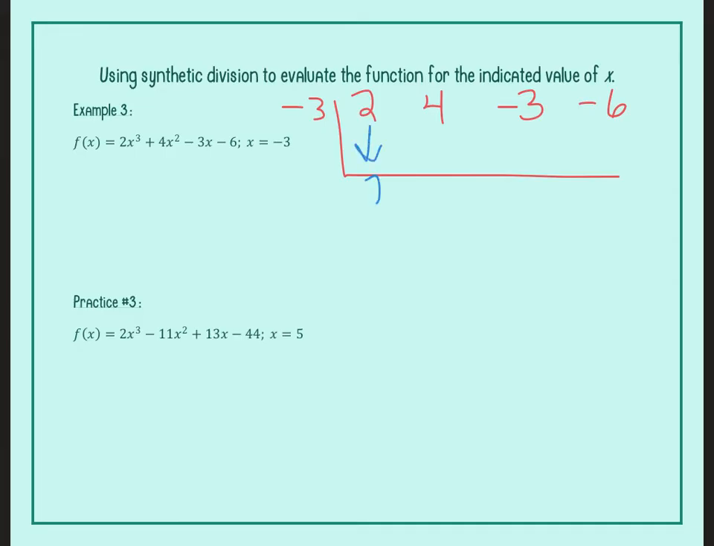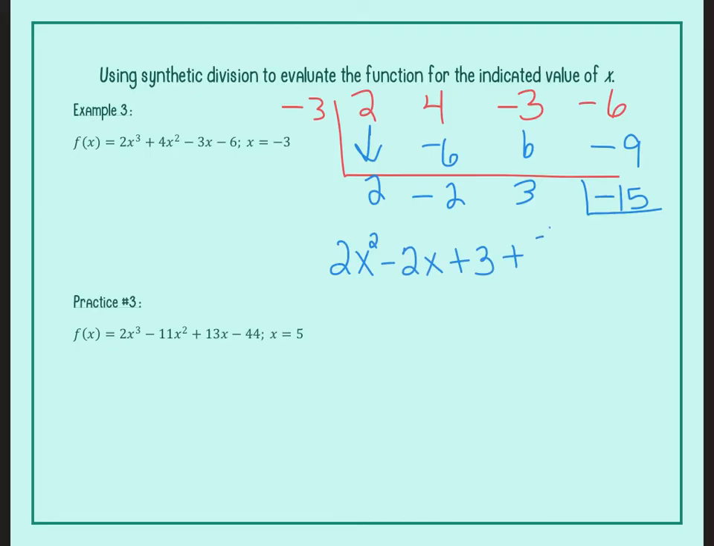So bring down your first number, multiply by the number on the outside. Add those together, multiply by the number on the outside. Add these together, multiply by the number on the outside. Add those together, and this is your remainder, always your remainder. So I'm going to start, these are my coefficients. I'm going to start 1 degree lower. So 2x squared minus 2x plus 3. And then my remainder goes on top.